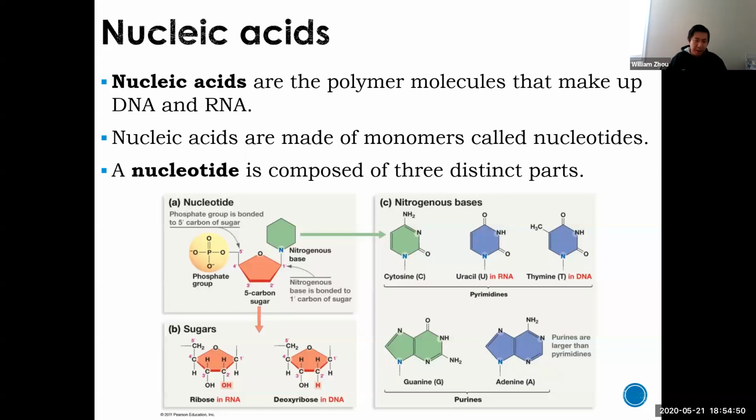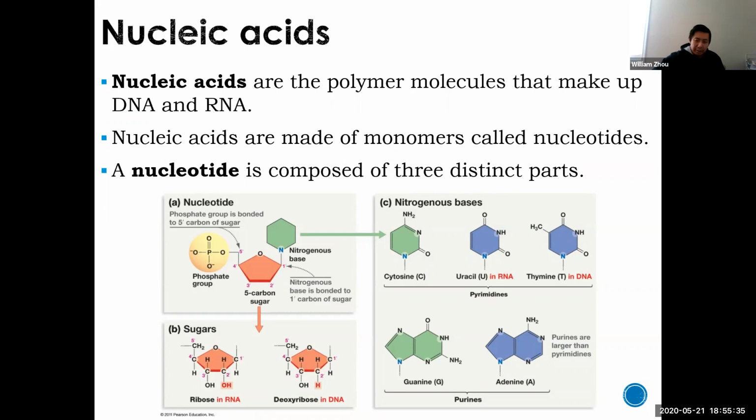Attached to the 5-carbon sugar, you have a phosphate group, just like the polyatomic ion PO4 3-. On the other side of your sugar, you have a nitrogenous base. And there are 5 different kinds of nitrogenous bases in figure C. They all have a name and a unique structure. We just refer to them by the first letter of their names for simplicity. So C, U, T, G, and A. U only exists in RNA, T only in DNA, but that's a small detail that you don't need to know for chemistry. So just know that a nucleotide has a phosphate group, a 5-carbon sugar, and a nitrogenous base.